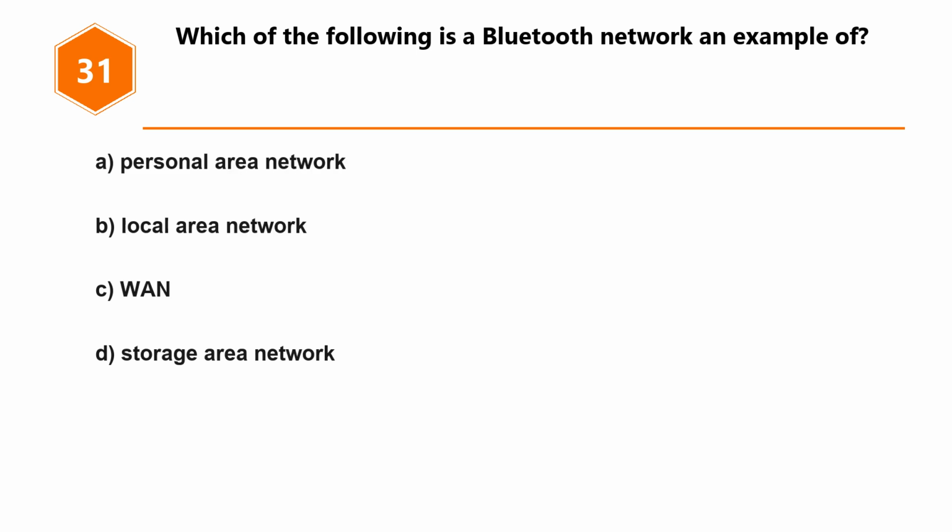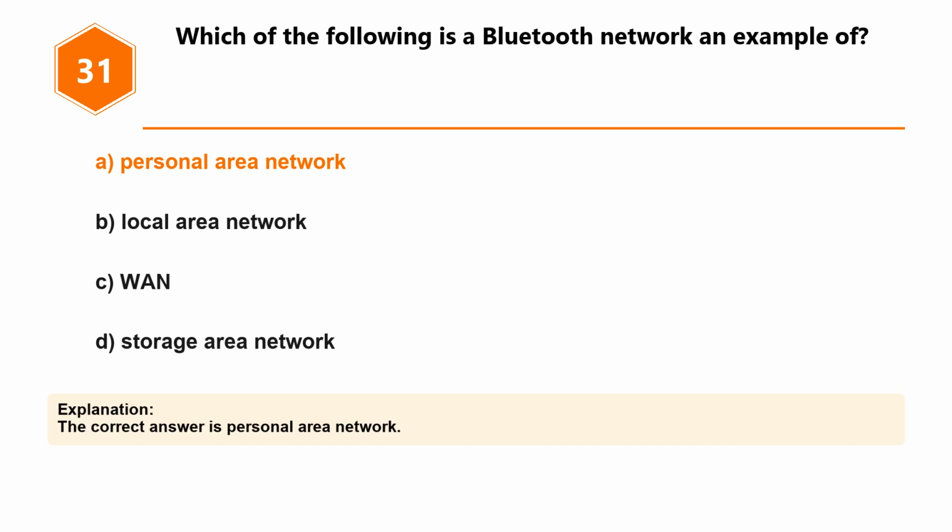Question 31. Which of the following is a Bluetooth network an example of? Option A, personal area network. Option B, local area network. Option C, WAN. Option D, storage area network. The correct answer is option A, personal area network.